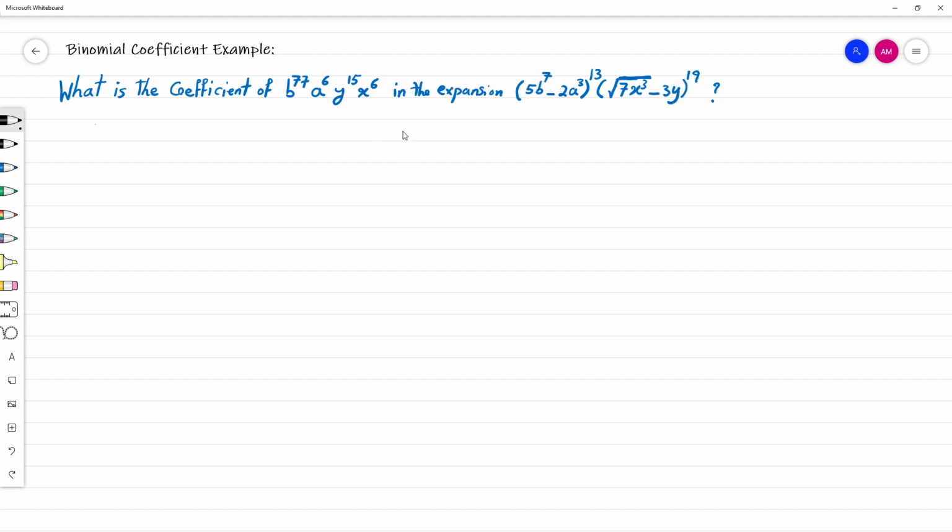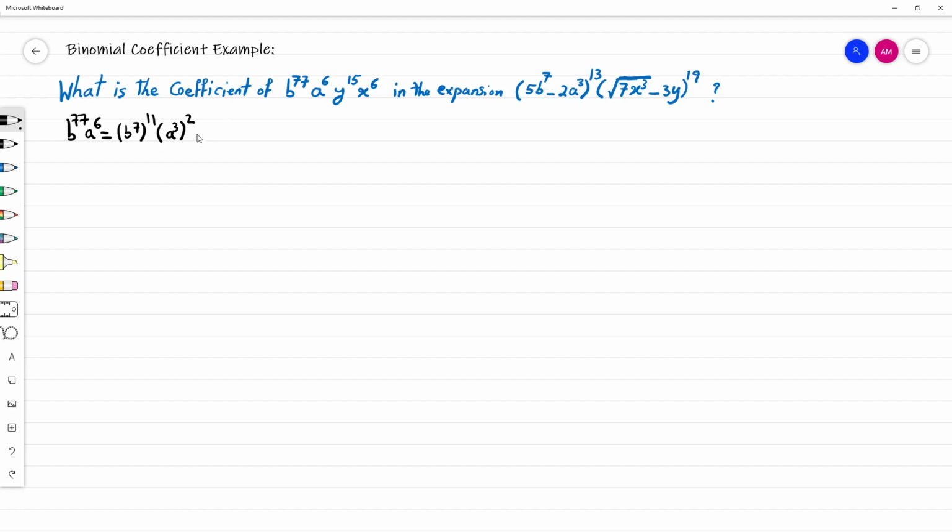To do that, let's first figure out whether this is a valid component that can result by doing the product of these two binomial expansions. To do that, it's a simple process. What we're going to do is rewrite b to the 77, a to the 6 in the form of b to the power 7, the whole thing to the power 11, times a cubed to the power 2. We can rewrite it that way.